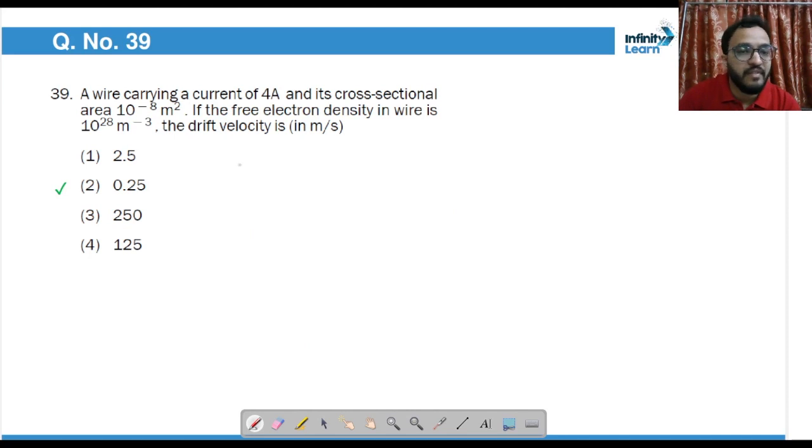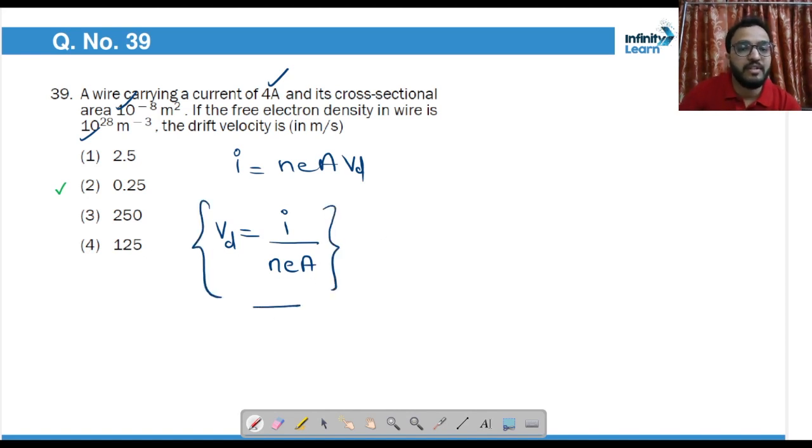39. See, this is a very simple formula. I is equal to NEAVD. Everything is given. I is given to you. Area is given to you. N is given to you. Electronic charge we know. So what is drift speed? I upon NEA. Do you understand?